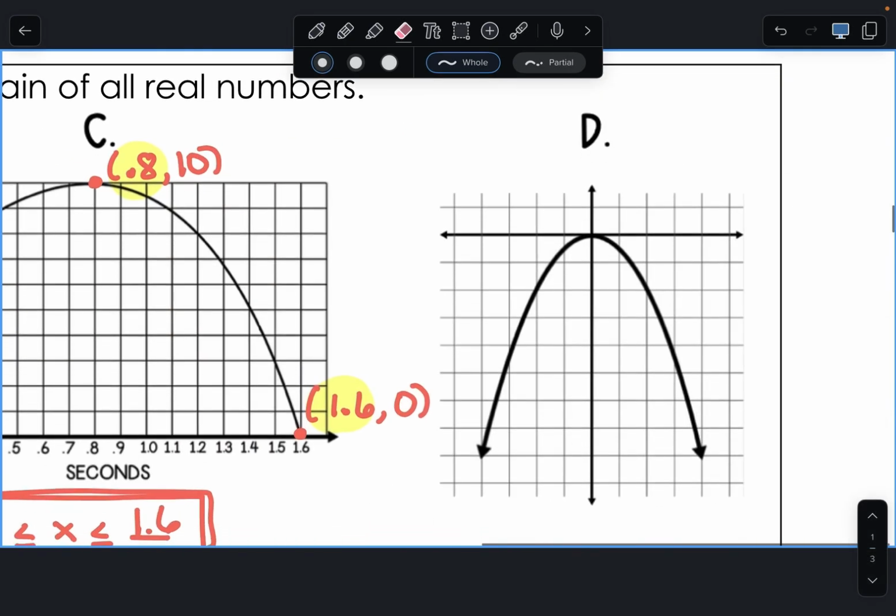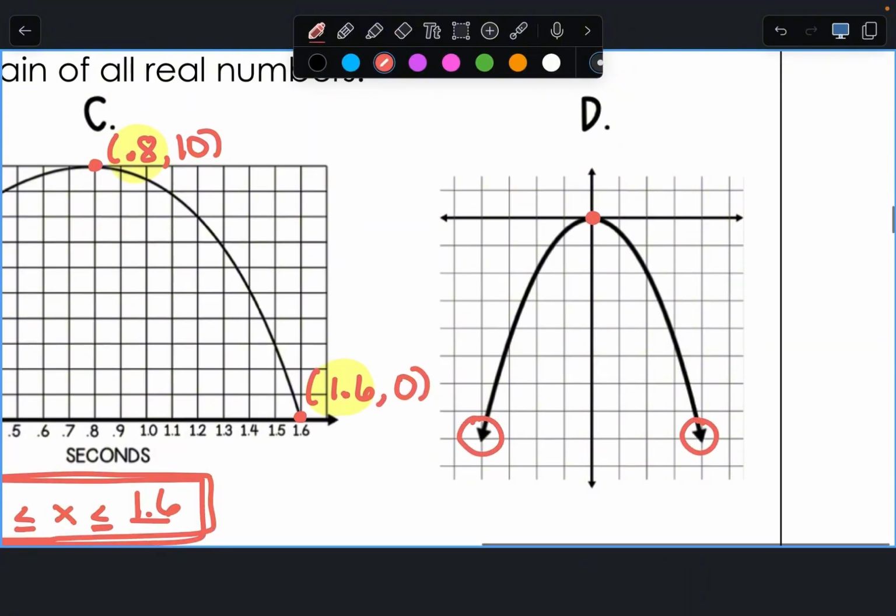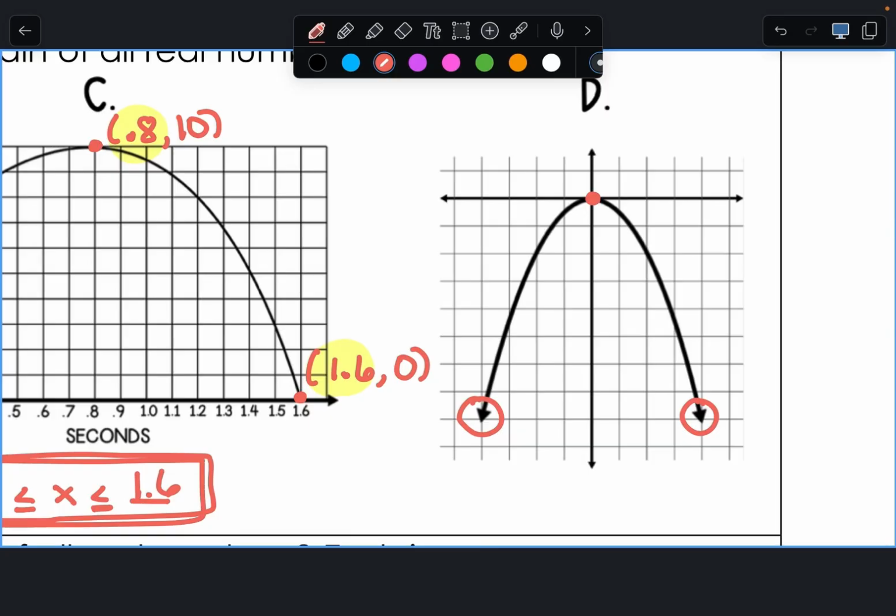All right, D. What is the left arrow? Negative. Yeah, they're both negative. What about the right arrow? Positive, negative. Positive infinity, negative infinity. And then what's my vertex? 0, 0. Okay.